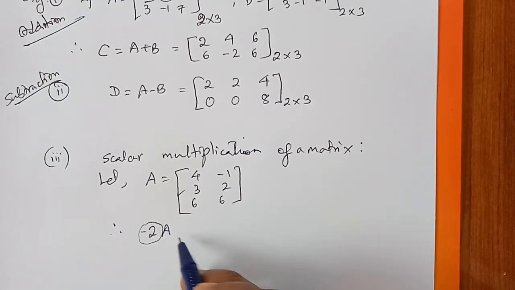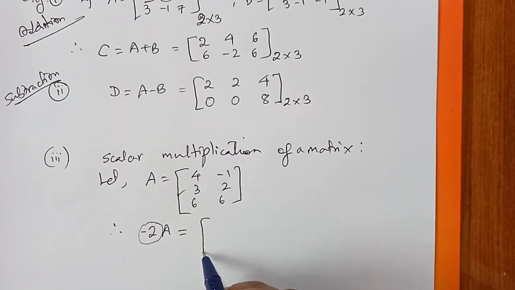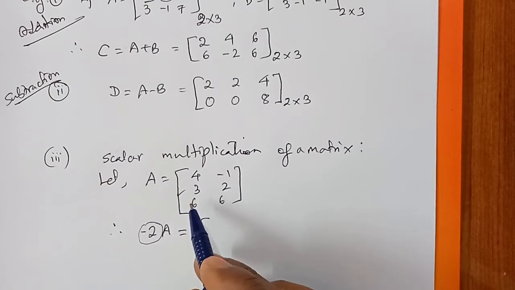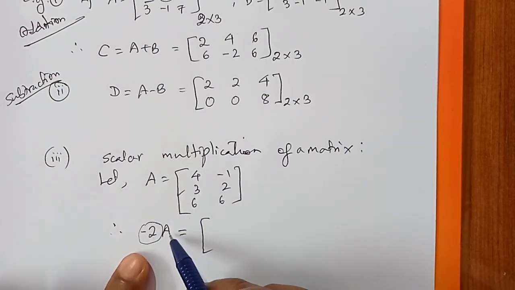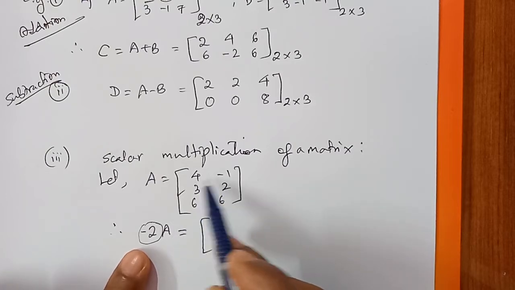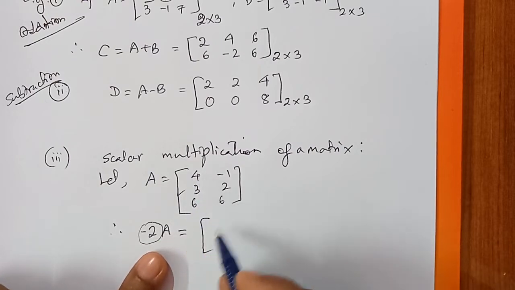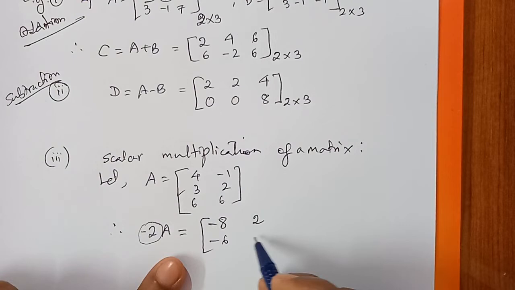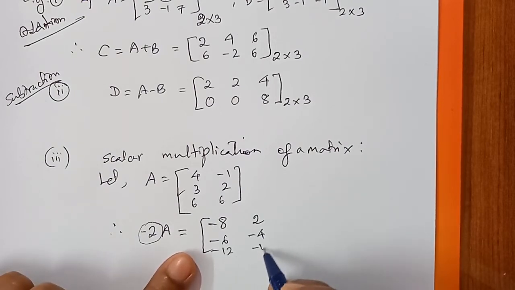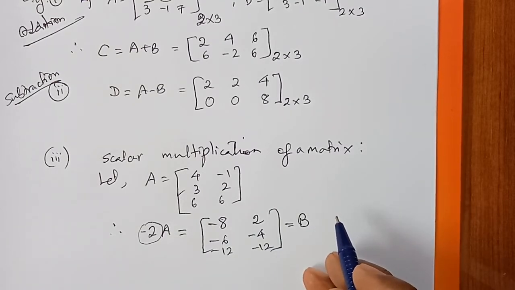When you multiply any matrix with any real number, you multiply each and every element of the matrix with that real number. So here you have to multiply each and every element of this matrix by minus 2. So minus 2 times the matrix will be what? Minus 8, this will be 2, this will be minus 6, this will be minus 4, this will be minus 12, and this will also be minus 12. You can name this matrix as matrix B.